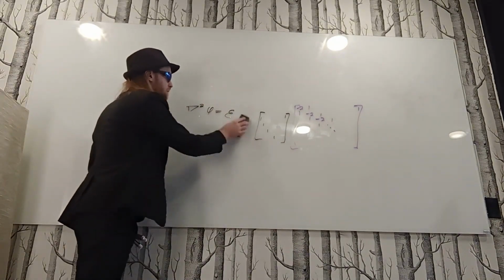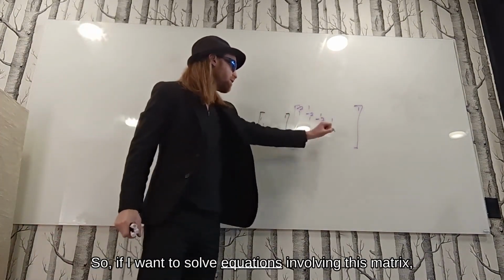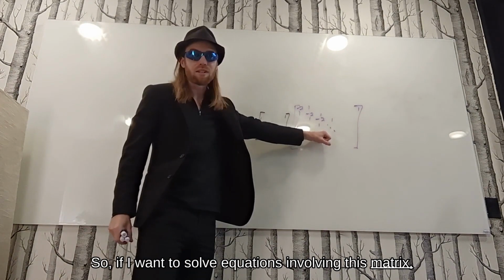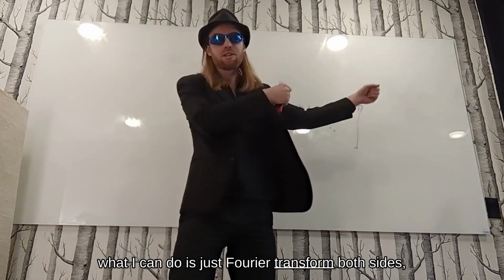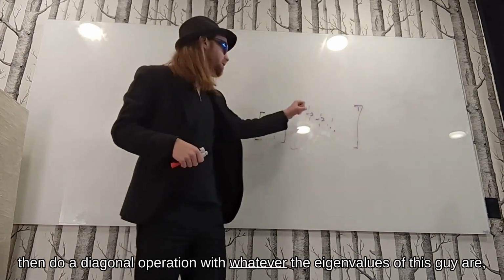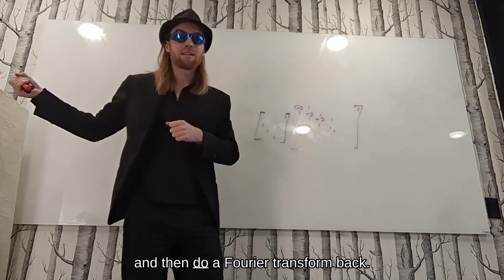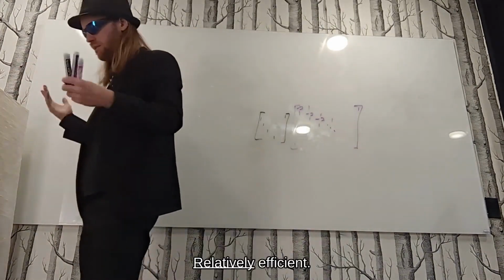That's the important thing. So if I want to solve equations involving this matrix, what I can do is just Fourier transform both sides, then do a diagonal operation with whatever the eigenvalues of this guy are, and then do a Fourier transform back. Relatively efficient.